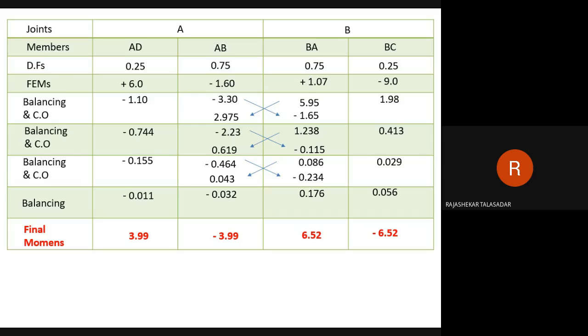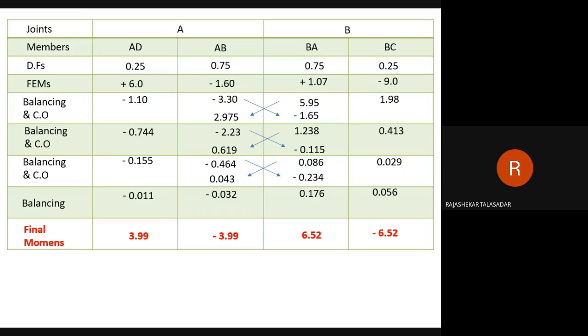Next, for this, plus 1.65 into 0.25, that is 0.4. Okay, you write that. Whatever you are getting, you write it at the end. There will not be much difference in the decimals. Then carry over.